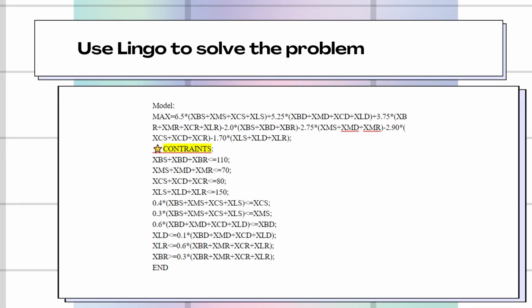You can see here on the screen exactly what we put into the Lingo screen. The first one is the model. Next is the constraints. We have 11 constraints. Then we end. Now we can get the result.